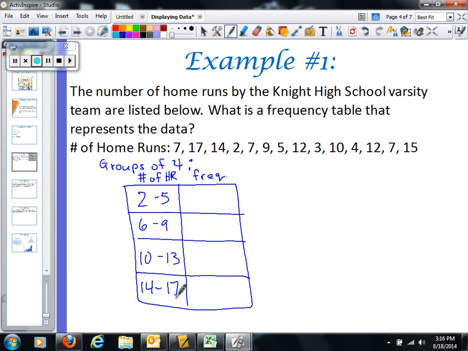So now for your frequency part, you're going to see how many times these numbers show up. I'm going to do the 2 through 5 in red. So you have 1, 2, 3, 4, and that's it. So the frequency of 2 through 5 is 4. I will do 6 through 9 in yellow. So I have 1, 2, 3, 4. So I have 4 people who hit between 6 home runs and 9 home runs.